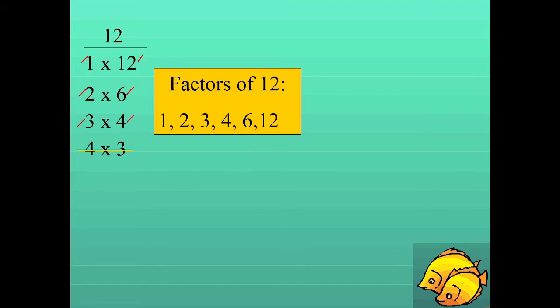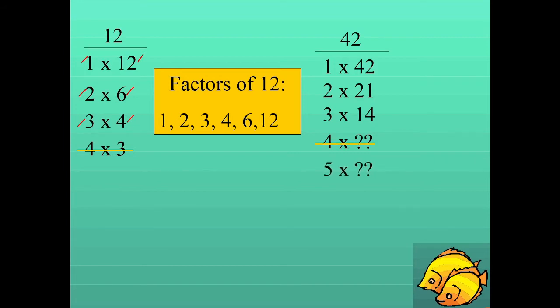Do the same thing with the number 42. 1 times 42, 2 times 21, 3 times 14, 4 times how much? Is there a number that multiplied by 4 gets 42? No, so cancel out. What about 5? No. What about 6? Yes, 6 times 7. But I'm gonna cross that out because it's already found above.